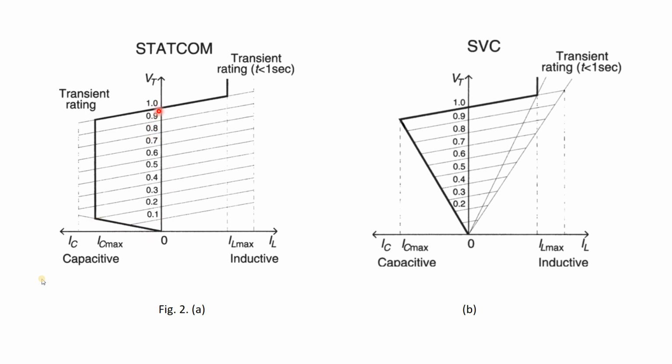The y-axis is the terminal voltage. 1 means the per unit value, so 1 means the rated terminal voltage. Suppose it is a 33 kV system voltage. It is starting from 0, so at 0 the capacitive current will be 0.